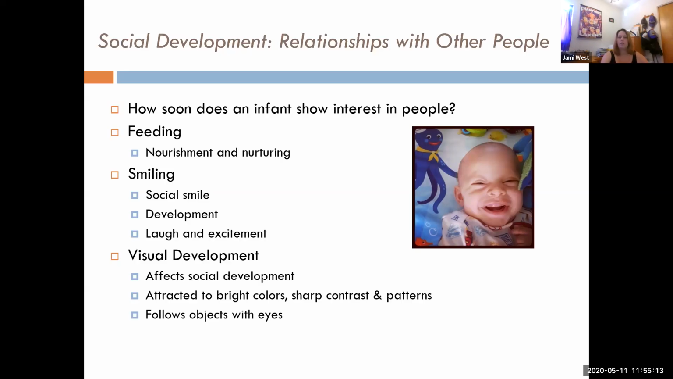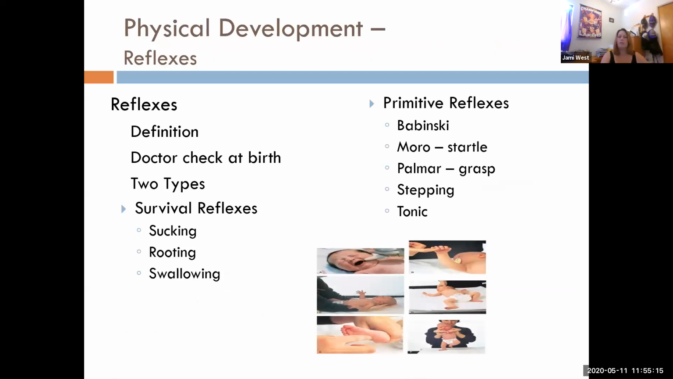That is social development. Let's move on now to physical development. If you remember, there are two types of physical development: fine motor and gross motor.